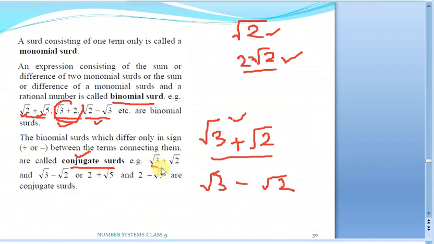So if I say root 3 plus root 2, what is the conjugate for it? Root 3 minus root 2. Now if we consider 2 plus root 5, it is connected by a plus sign in between. If you keep a minus sign in between, it will become 2 minus root 5. That is going to be our conjugate surd for 2 plus root 5. So these are nothing but monomial surd, binomial surd and conjugate surds. We are looking at the different kinds of classifications that we can do by taking different parameters. The first classification we have done based upon the order. The second classification we have done based upon the number of terms in the given surd.